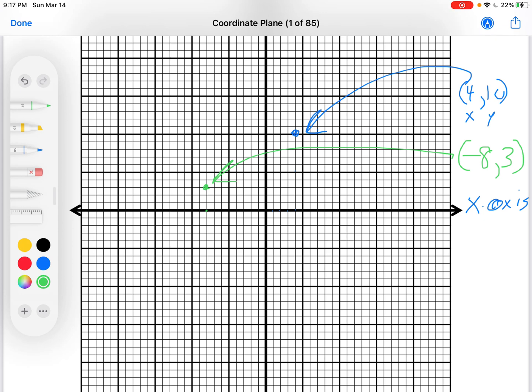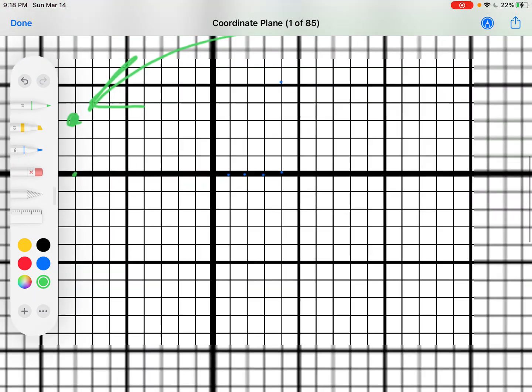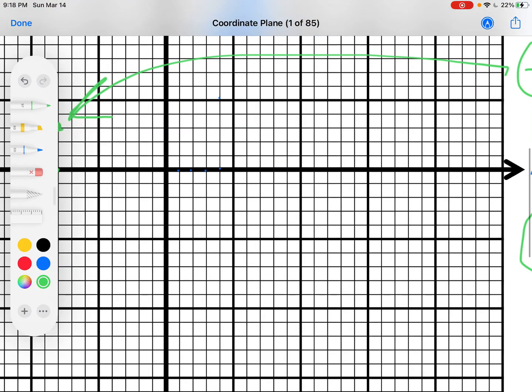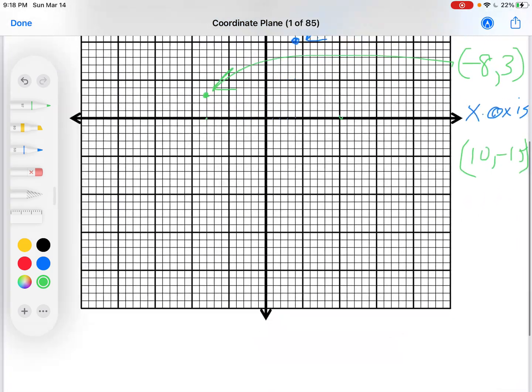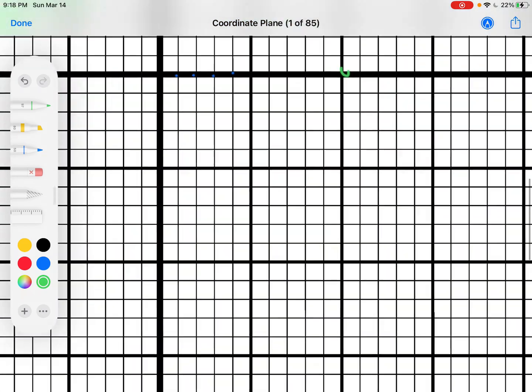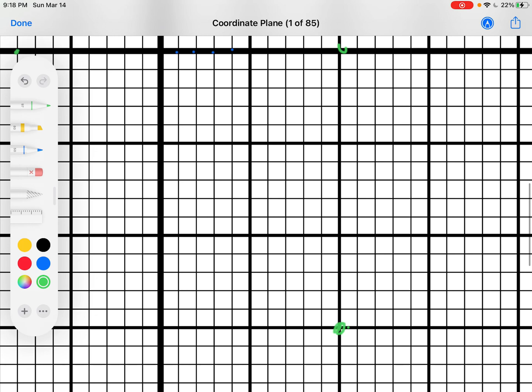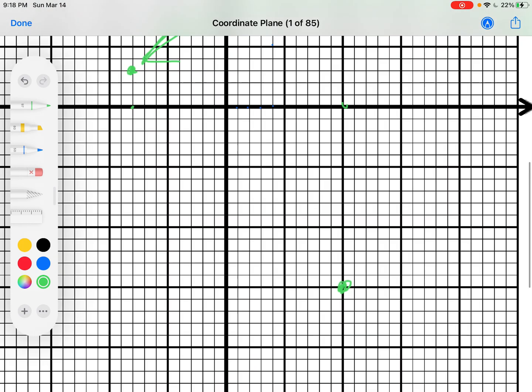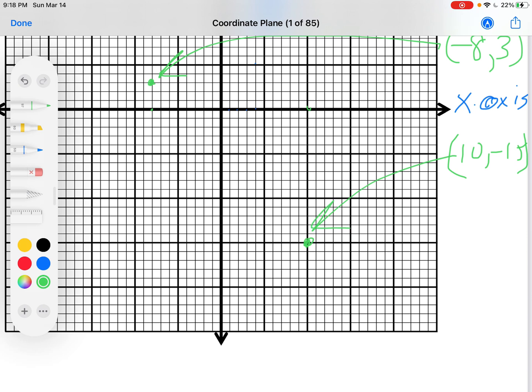Let's say that the other one, that the y-coordinate was negative. So let's say it was positive 10, negative 15. So the x-coordinate is positive and the y-coordinate is negative. Well, positive 10 means we go 10 to the right, and then negative 15 means we go down 15, 5, 10, 15, and right there is the point with the coordinates positive 10, negative 15.